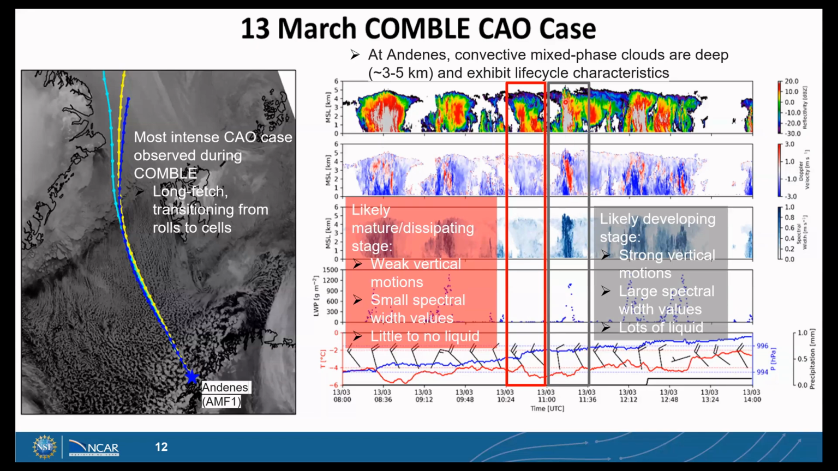And the cell directly next to it, in a developing stage, you have very strong vertical motions, you have large spectral width values, and you have a lot of liquid production. So this really contrasts this open cell life cycle. And yeah, I'll talk about this in more detail.